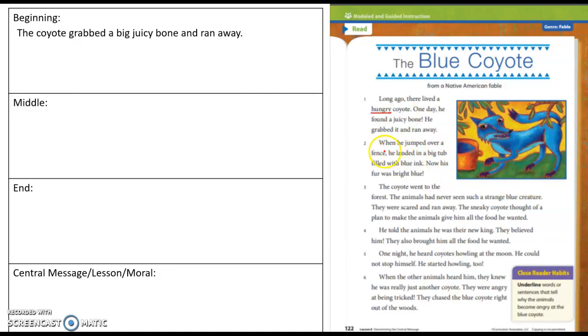When he jumped over a fence, he landed in a big tub filled with blue ink. Now his fur was bright blue.